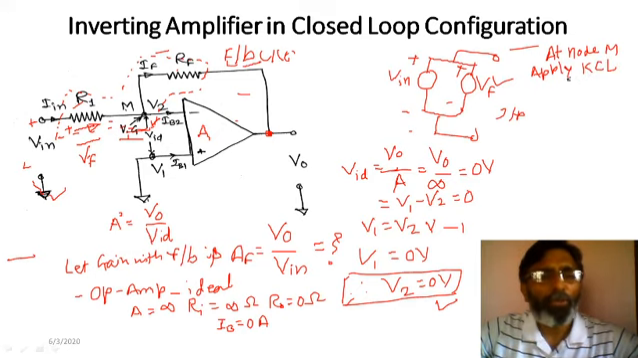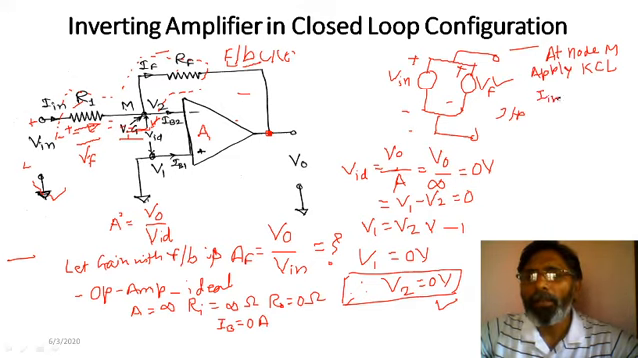So let us say current flowing through R1 is I in, current flowing through RF is IF, and current flowing into the inverting input terminal is IB2. If you apply Kirchhoff's current law at the junction, then I in is equal to IF plus IB2. But as the op amp is ideal, IB2 is equal to 0. So your final expression will be I in is equal to IF.